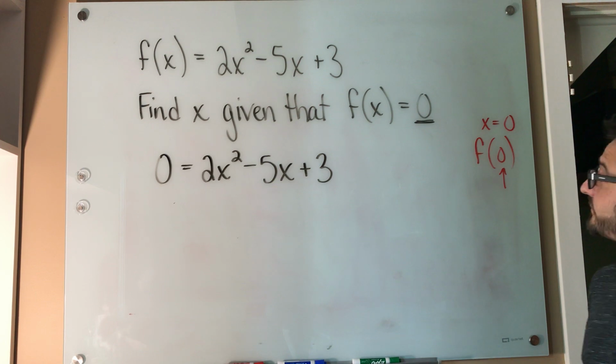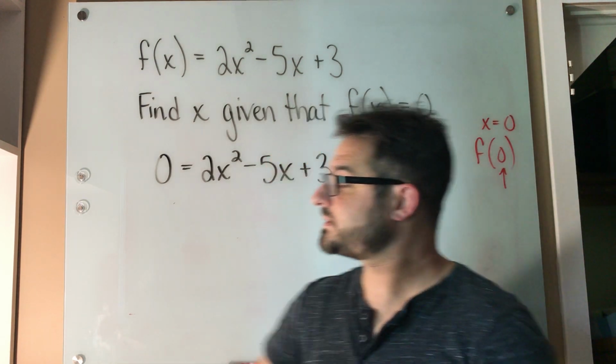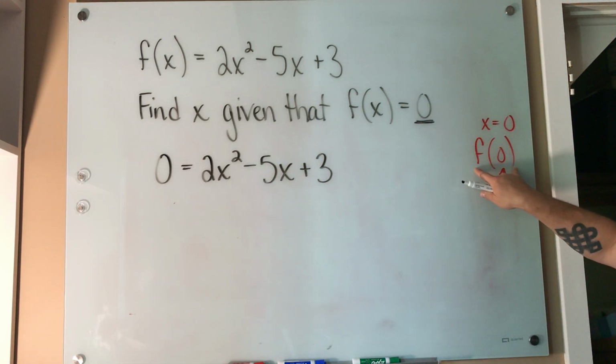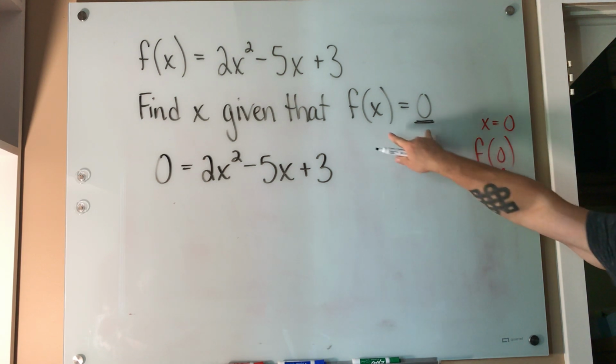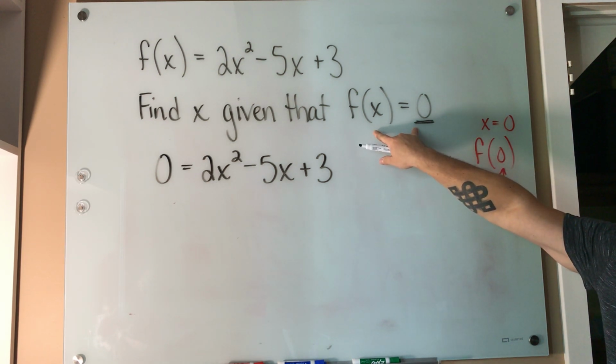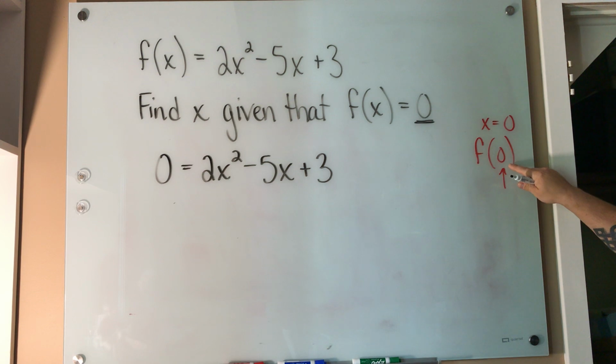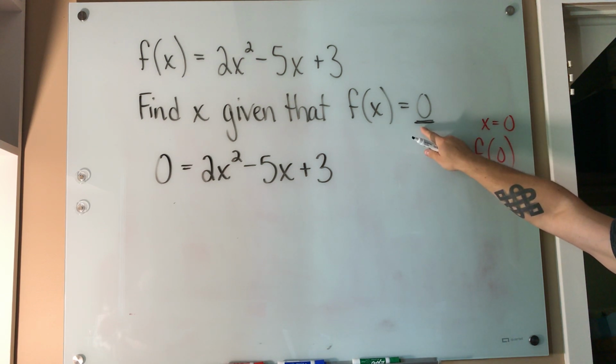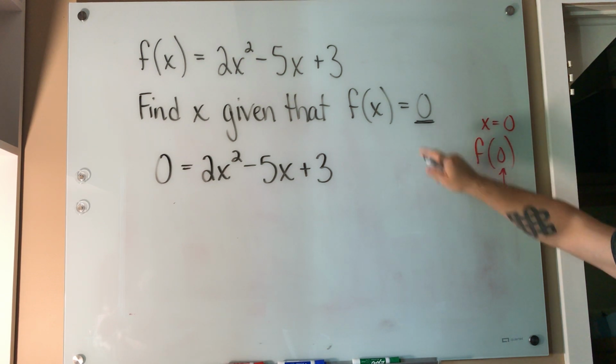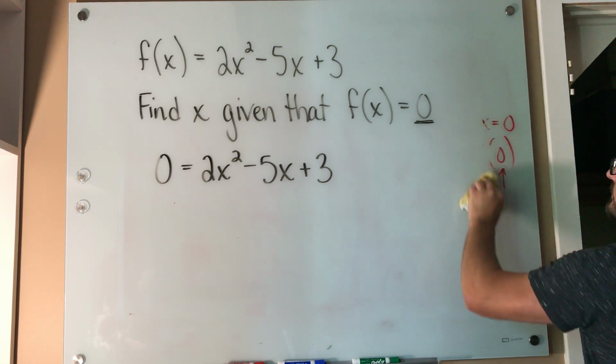So please be very careful of this. There is a very big difference between f of 0 and f of x equals 0. One of them is telling you the input value. The other is telling you the output value. Be very careful about that.